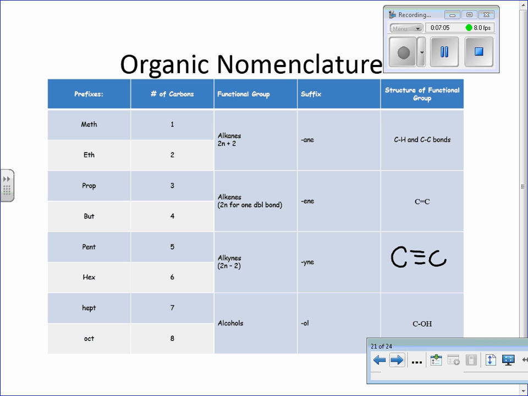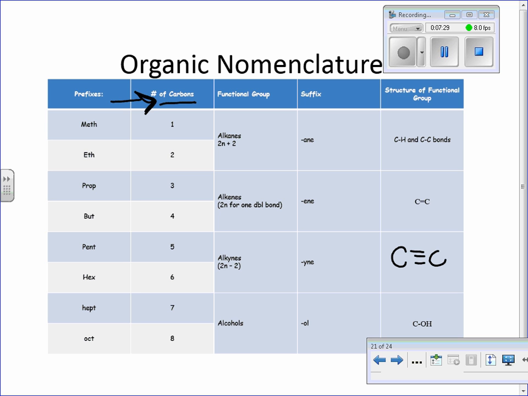Now, with organic, I know this chart looks overwhelming, but there's basically 2 things you have to know. When you're looking at molecules, you have to know the prefix. The prefix is going to tell you the number of carbons, okay? So meth is 1, eth is 2, prop is 3, but is 4, pent is 5, and it keeps going all the way down to oct.